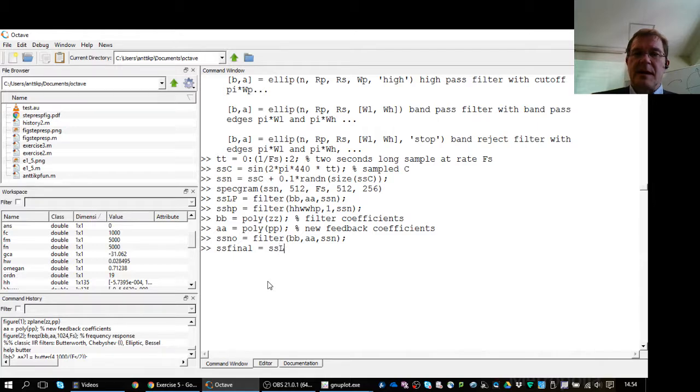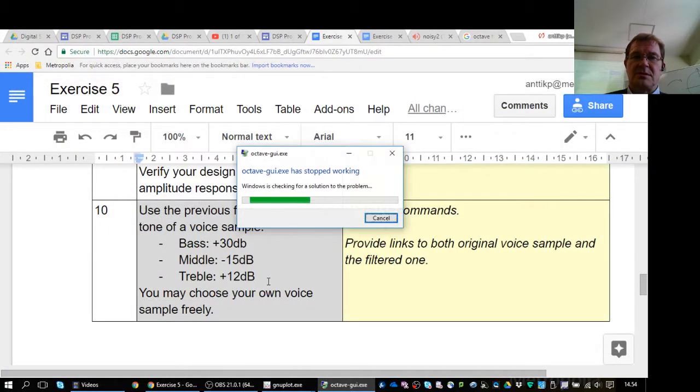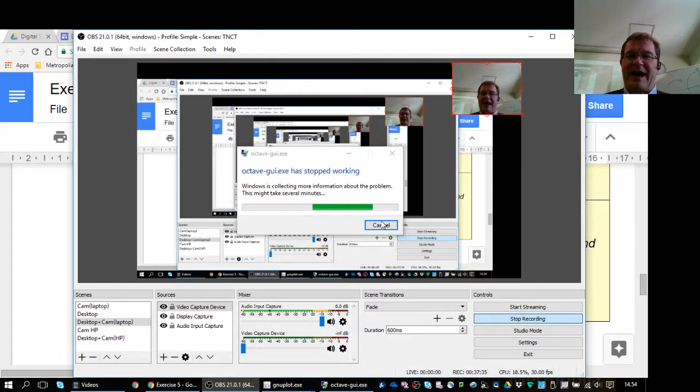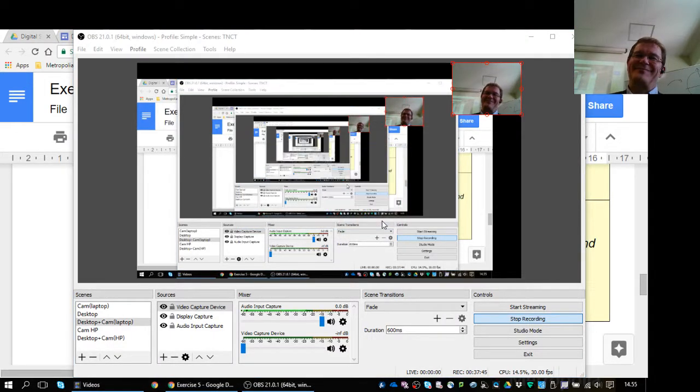Say SSLP times 2 plus SSHP times 3 plus SSHP NO notch. Let's see what happens. Okay. Oh no, did I break this? Oh shoot, I broke the program now. Oh, okay. But anyways, you just add those with the gains.